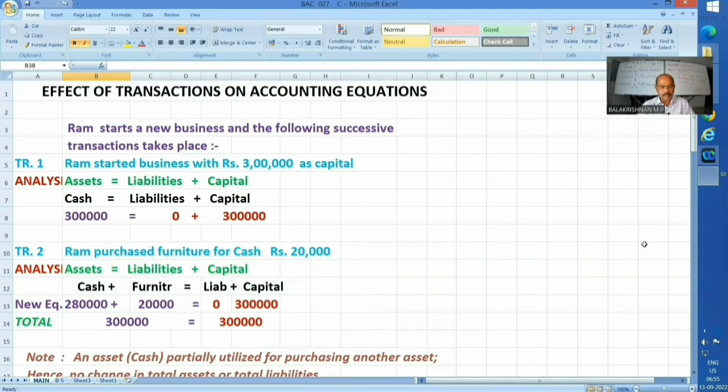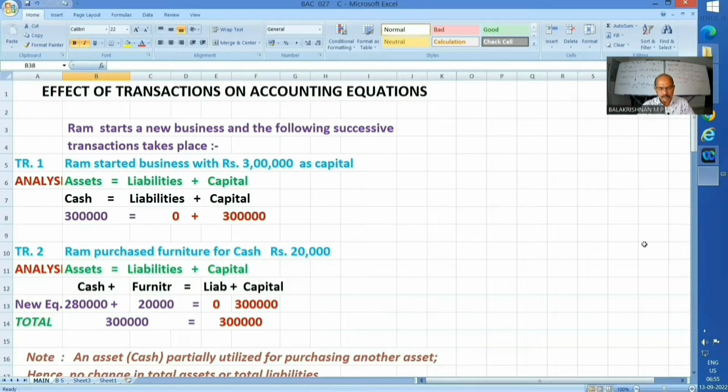Transaction number 1. Ram started business with rupees 3 lakhs as capital. You are an expert by this time. The journal entry is nothing but cash to capital, provided cash is brought. Anyway, let's assume cash is brought. So what happened? Cash as an asset for 3 lakhs has come. Correspondingly, capital also has come. So the equation very much holds good.